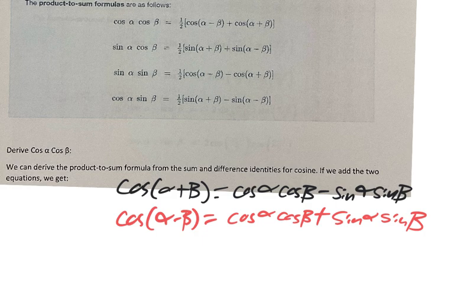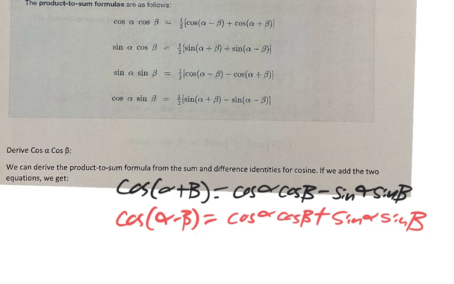But this is cosine of alpha minus beta. It's the same thing. So I'm going to add this to this side and add this to this side. But it's still balanced because these are the same thing. Just like this is the same thing. Does that make some sense? Okay.